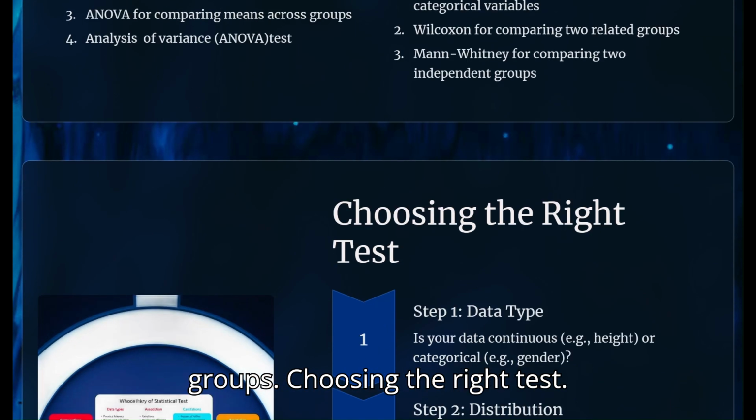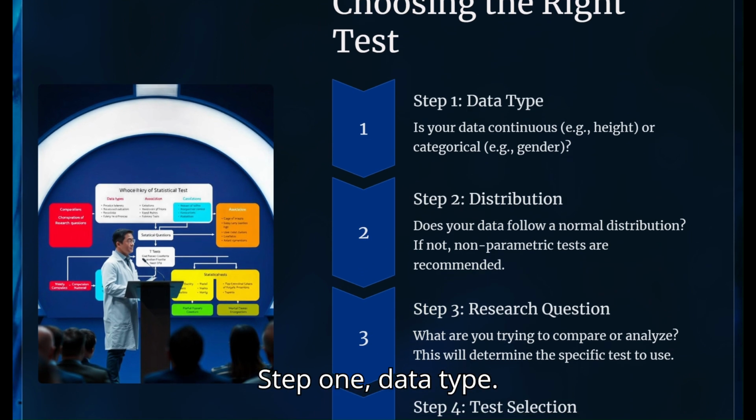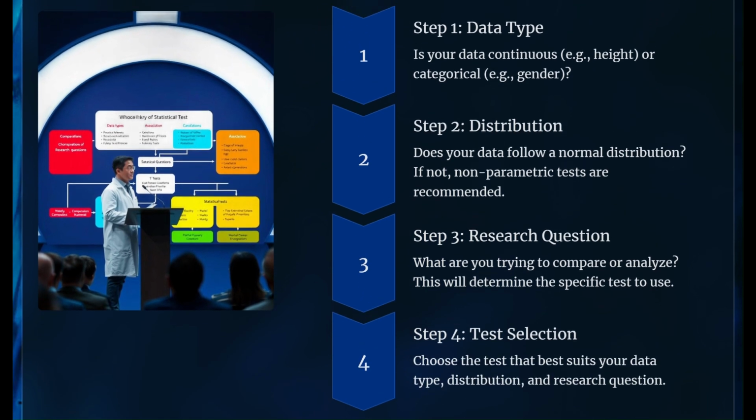Choosing the right test. Step 1. Data type. Is your data continuous, e.g., height, or categorical, e.g., gender? Step 2. Distribution. Does your data follow a normal distribution? If not, non-parametric tests are recommended.